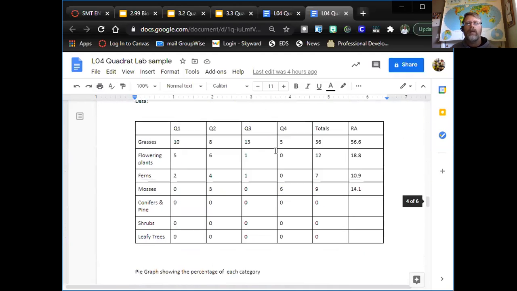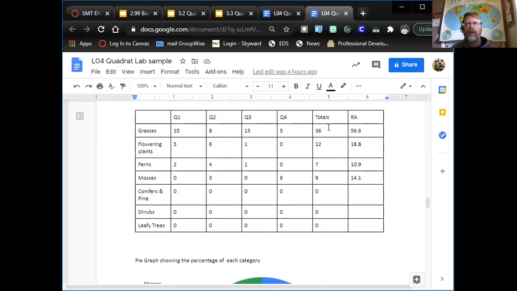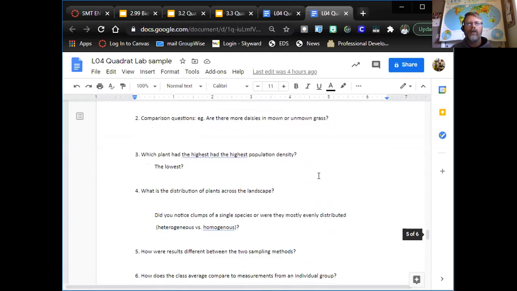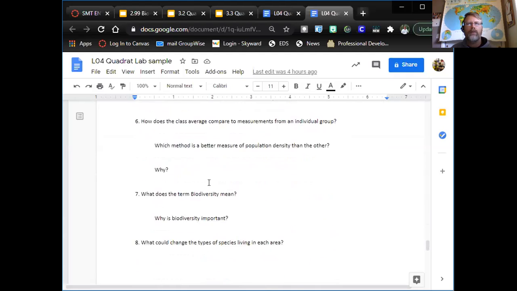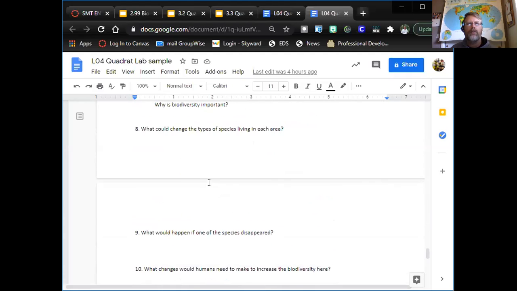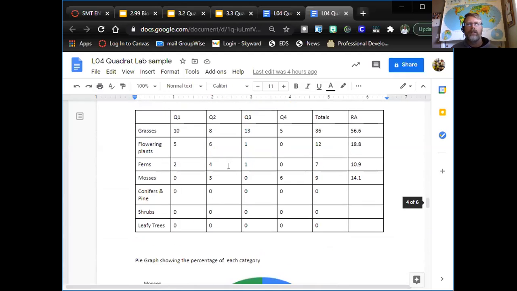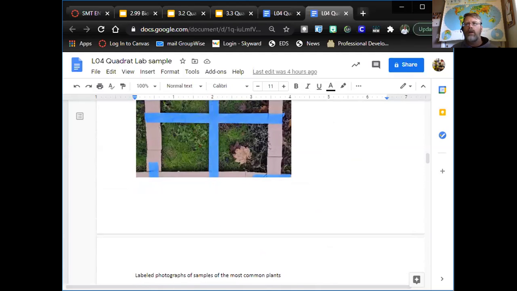So then we have all of our counts done. We have our relative abundance all calculated, and then we take that relative abundance and we make a pie graph. And the thing I did not show you a demonstration of is the conclusion questions. Those will need to be answered in complete sentences. We have over a week to work on all this, so I'm not going to go over the rest of it right now.